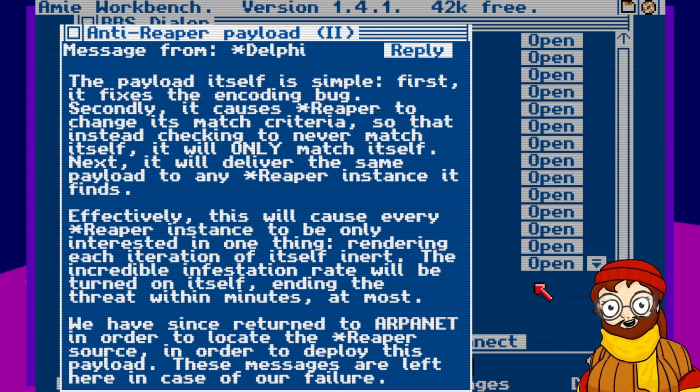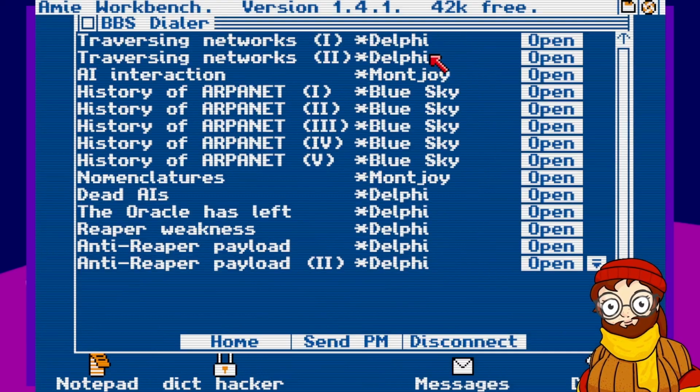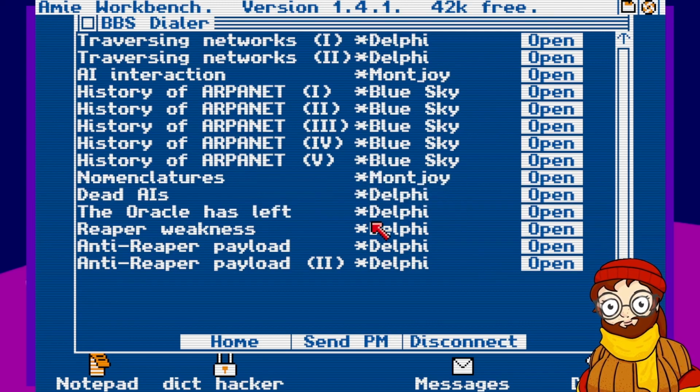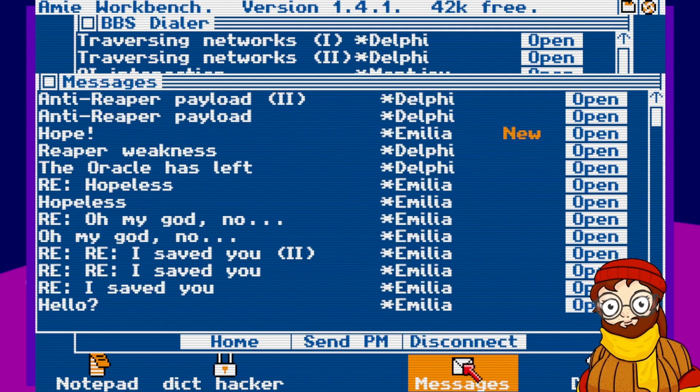We have since returned to ARPANET in order to locate the Reaper source in order to deploy this payload. These messages are left here in case of our failure. Hope.